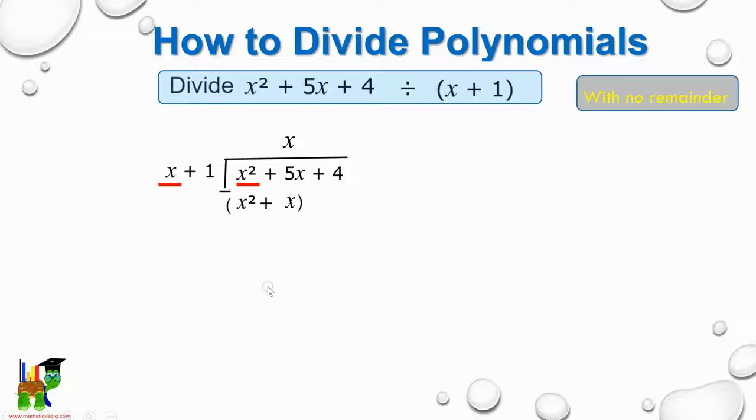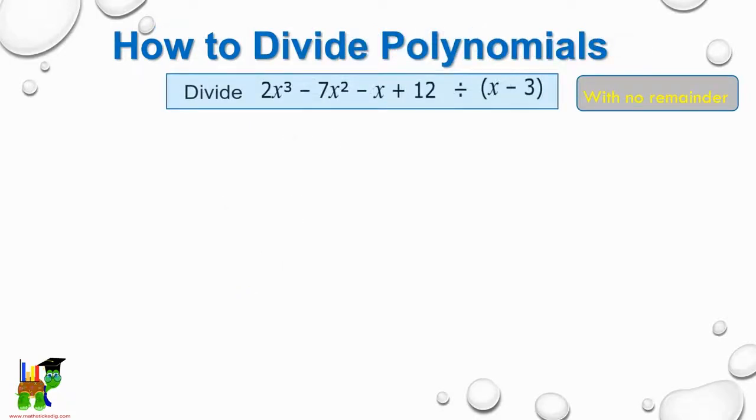Your purpose here is to eliminate the first term each time. So x squared minus x squared is 0. 5x minus x is 4x. Bring down the next term, plus 4. So again, you're going to divide 4x by x. So what do you multiply with x to get 4x? You have 4, so plus 4. 4 times x is 4x. 4 times 1 is 4. So subtracting that, you have 4x minus 4x is 0. 4 minus 4 is 0. So the whole thing is 0, no remainder.